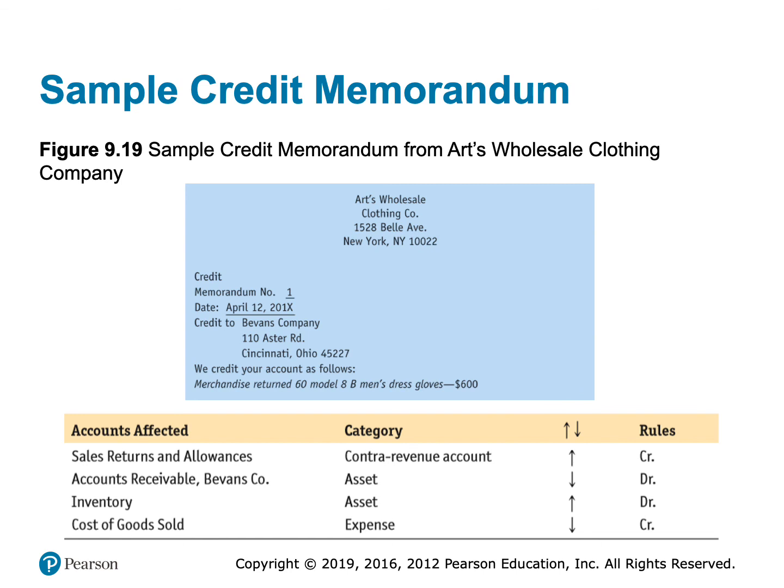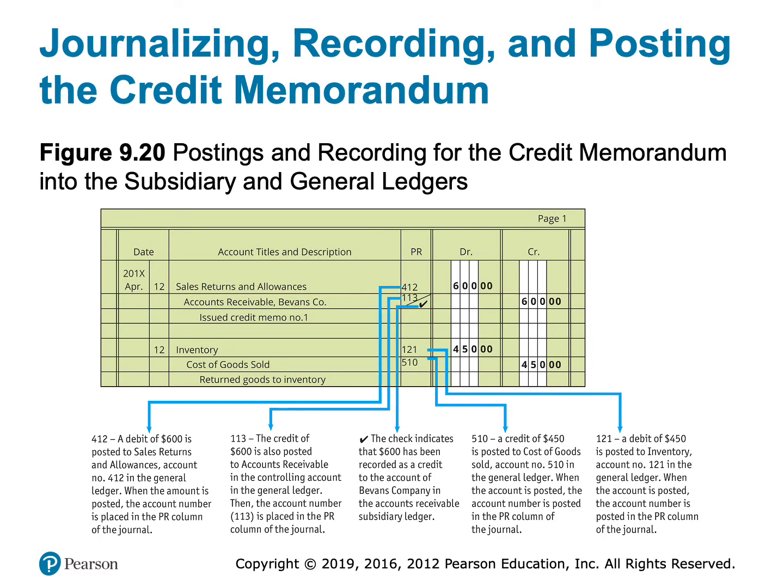So here's a credit memorandum from that sales return from Art that says, hey, I'm going to give you credit back for $600. So we've already looked, we're going to debit sales returns and allowances, that contra revenue account. We're going to credit accounts receivable to reduce the asset. We're going to debit inventory, assuming it can be resold, and credit cost of goods sold to undo that second entry. And then here I see that entry posted out here. Now notice when I posted the accounts receivable, I again posted it both places, to the general ledger account and to the subledger.